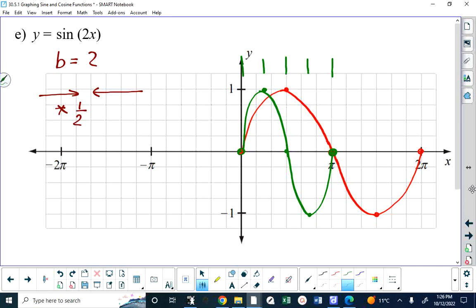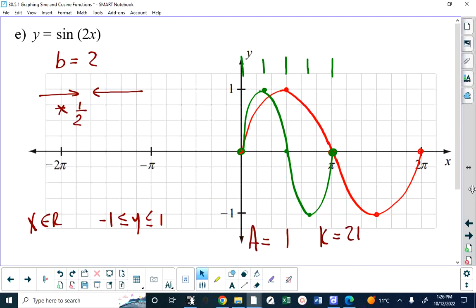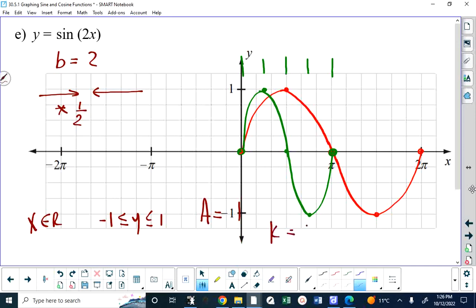So the domain is any real number. The range is -1 is less than or equal to y, which is less than or equal to 1. The amplitude is 1, and the period this time is 2 pi. Well, I don't want to do that just yet. The period is pi. Would you agree? Okay.